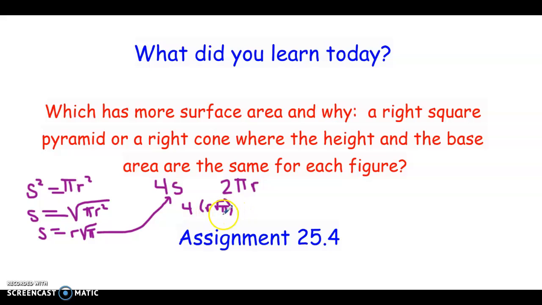4r square root of pi. Well, 4 times the square root of pi can be done in my calculator. And so that is approximately 7.09. So this ends up being 7.09 r. And I can do 2 pi in my calculator, and that's approximately 6.28. That's 6.28 r. So you can see the perimeter of the square is bigger than the perimeter of the circle. And so that means it's going to have a greater surface area than the cone.